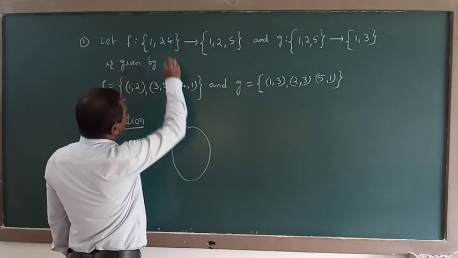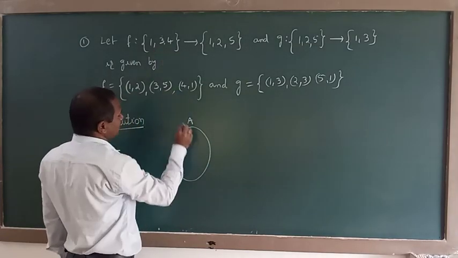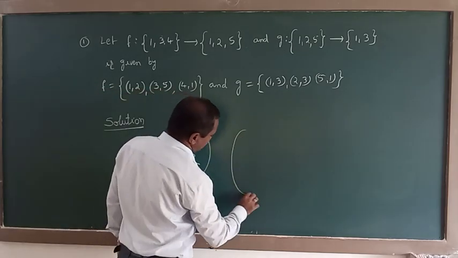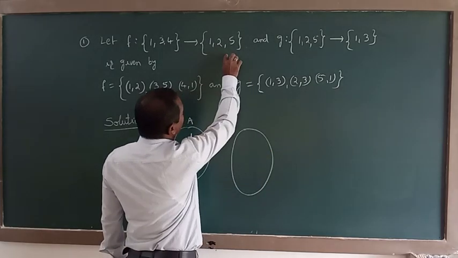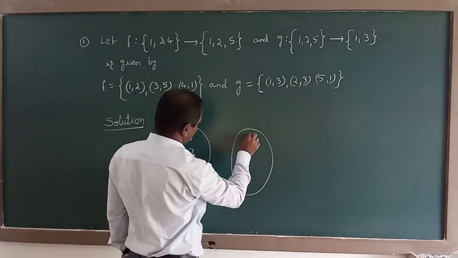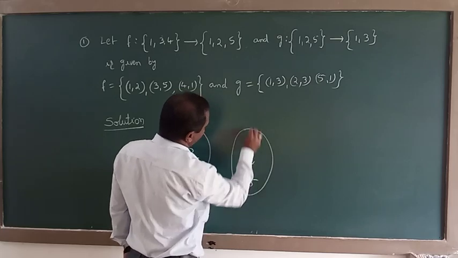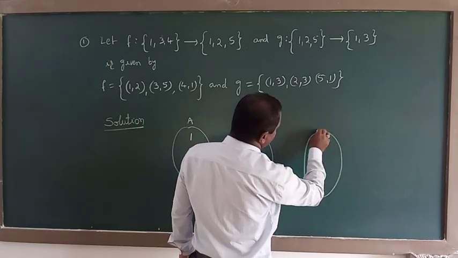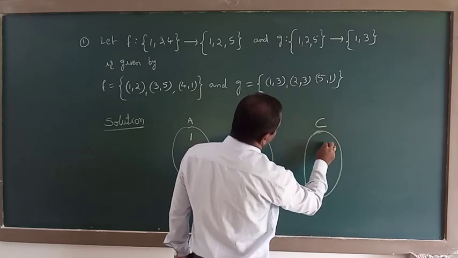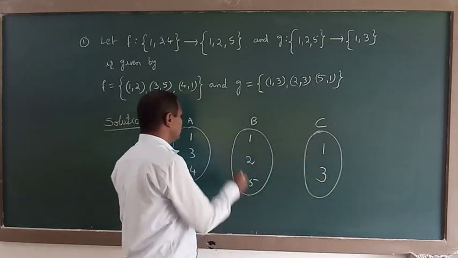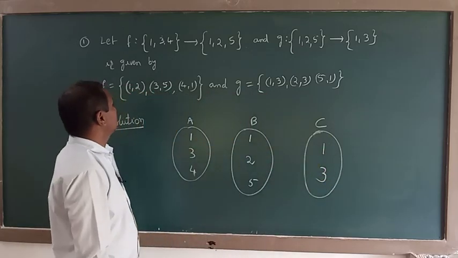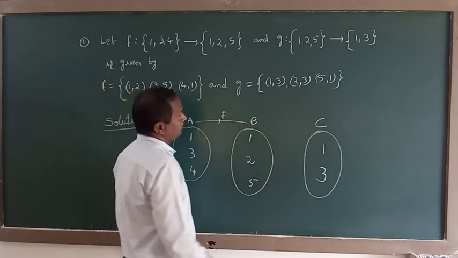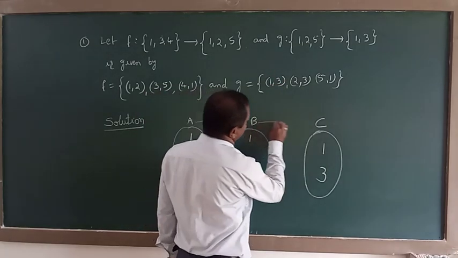One set you can consider as capital A. Capital A elements are 1, 3, 4. B set elements are 1, 2, 5. The last one is C set, with elements 1, 3. We are going to map from A to B with function f, and from B to C with function g.